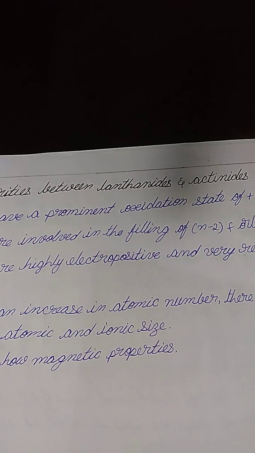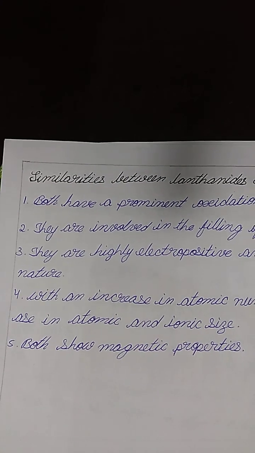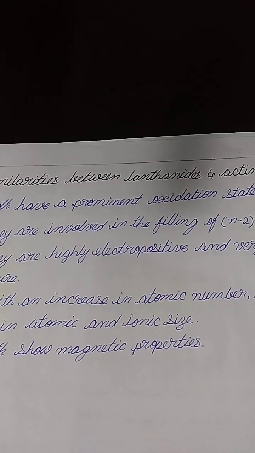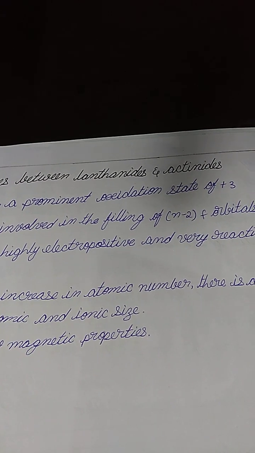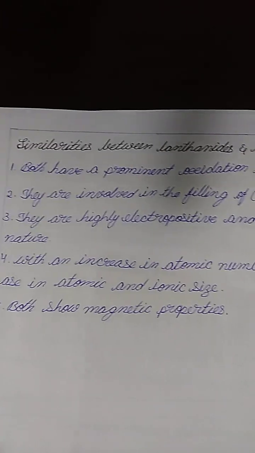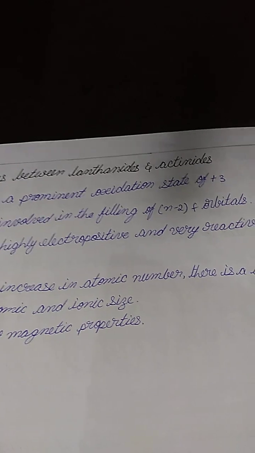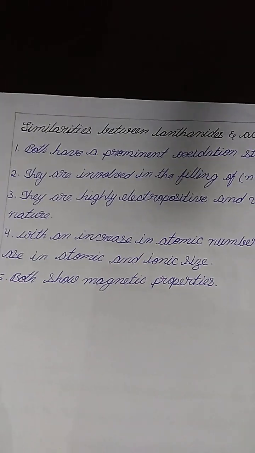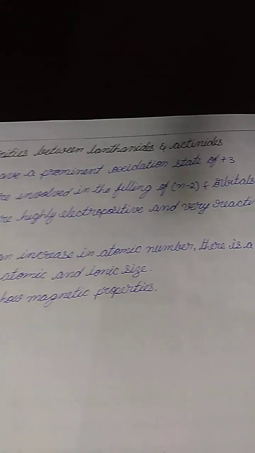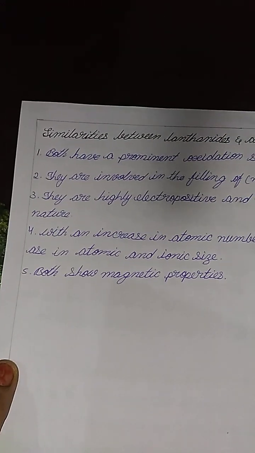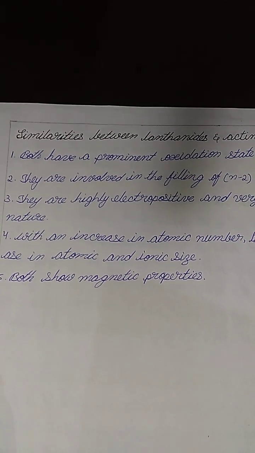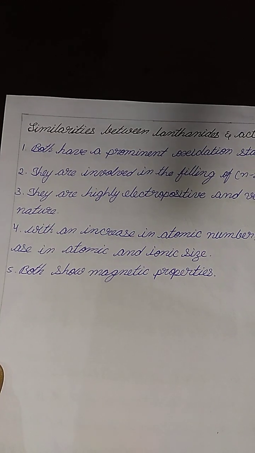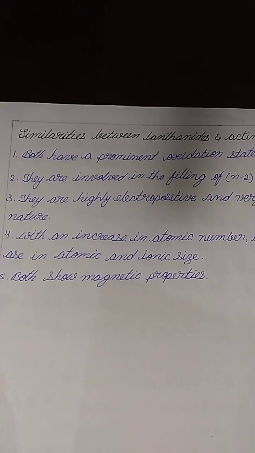Similarities between lanthanides and actinides: both show an oxidation state of +3. They are involved in the filling of the n-2 f orbit. They are highly electropositive and very reactive in nature. With increasing atomic number, there is a decrease in atomic and ionic size. Both show paramagnetic properties.